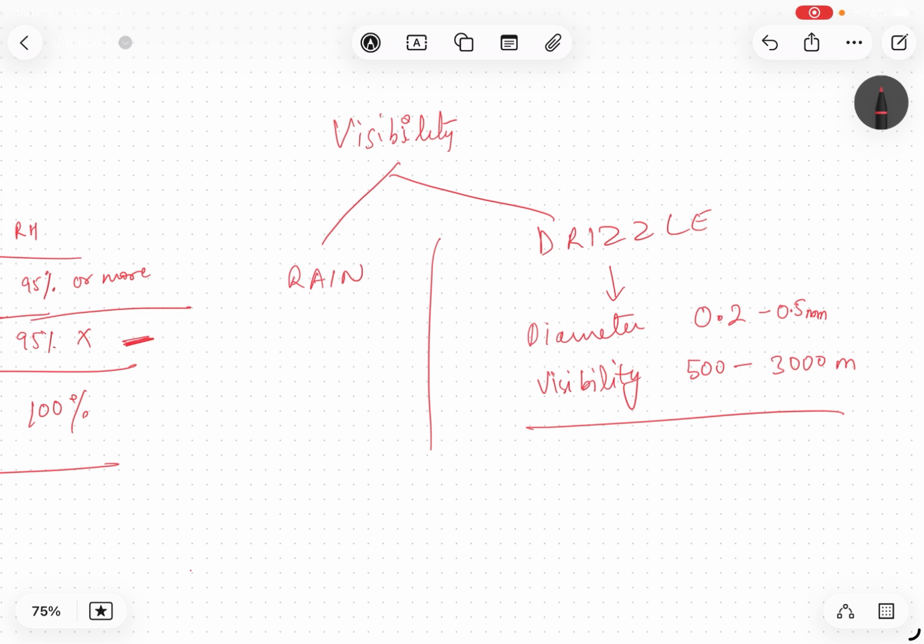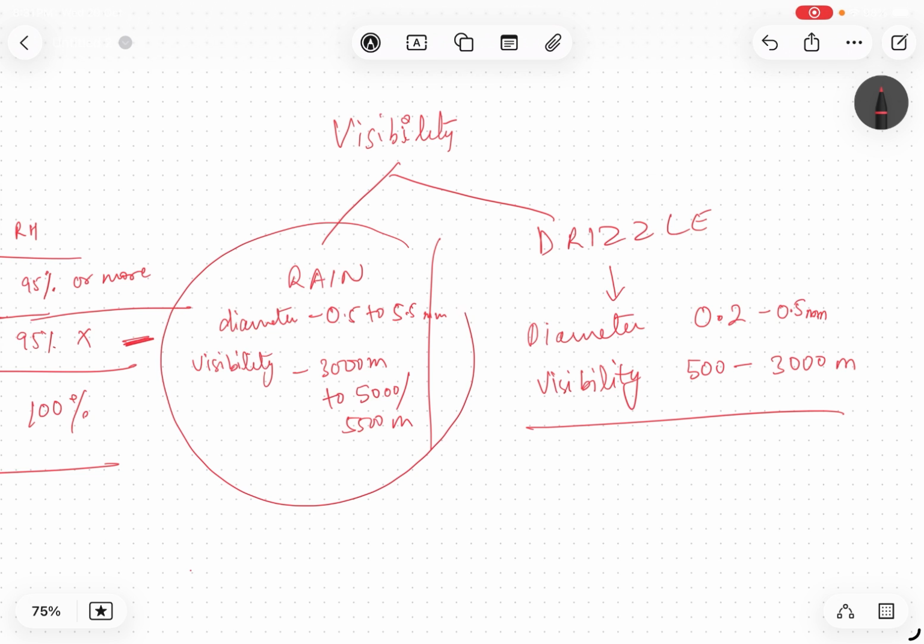When I talk about rain, the water droplet is a little bigger, so the diameter of the droplet would be 0.5 to 5.5 millimeter, and the visibility is not good but better than drizzle. So it's from 3000 meters to 5000, or you could say 5500 meters, that is 5.5 kilometers. ठीक है, और अगर ये तो रेन के केस में हो गया, अगर मैं इसको थोड़ा सा और, if I say heavy rain, in that case my visibility can drop to even 1000 meters.